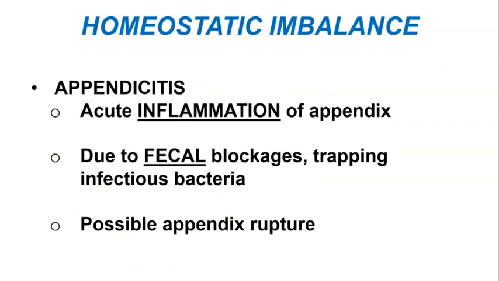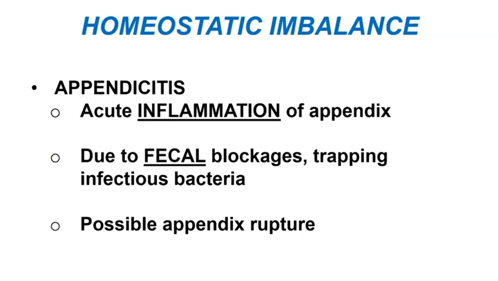Until this point, we've examined how the large intestine functions normally. So let's examine some imbalances in large intestine homeostasis. One such condition is appendicitis, which is caused by acute inflammation of the appendix. The inflammation may be caused by fecal blockages, which have the potential to trap infectious bacteria within the appendix.